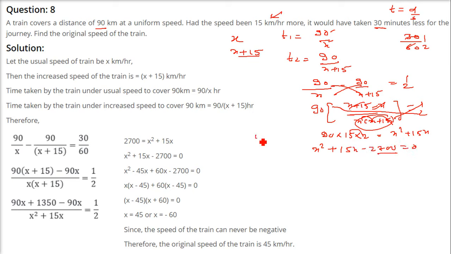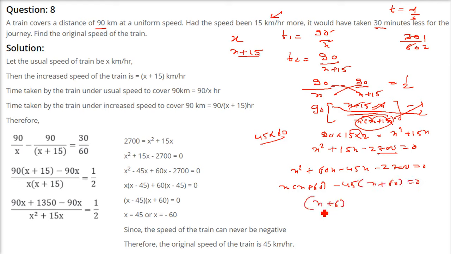2700 can be written as 45 into 60. So what do we get from here? X square plus 60x minus 45x minus 2700 equal to 0. So x you take common, x plus 60, take minus 45 common, x plus 60 equal to 0. The two factors are x plus 60 and x minus 45 equal to 0. From here you get x equal to minus 60, and from here you get x equal to 45. This we can discard because the speed cannot be negative. X equal to 45 is the original speed of the train.